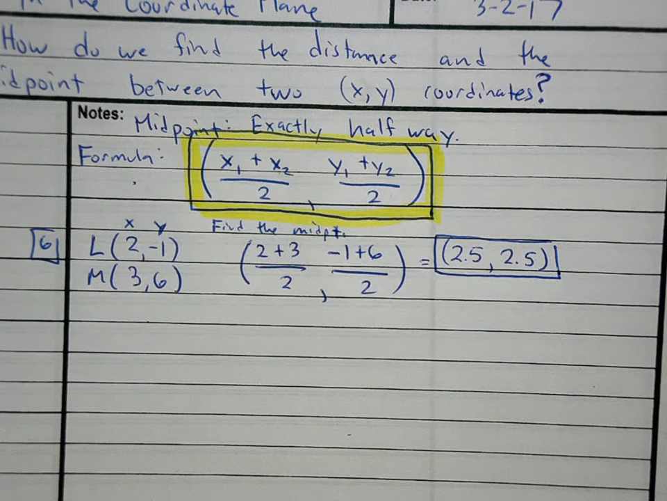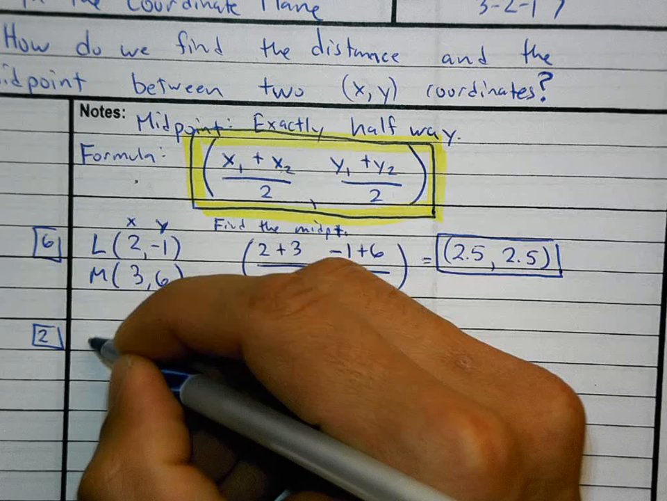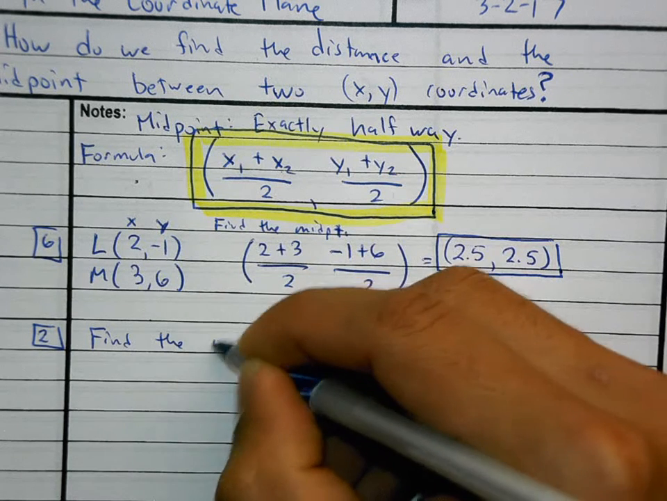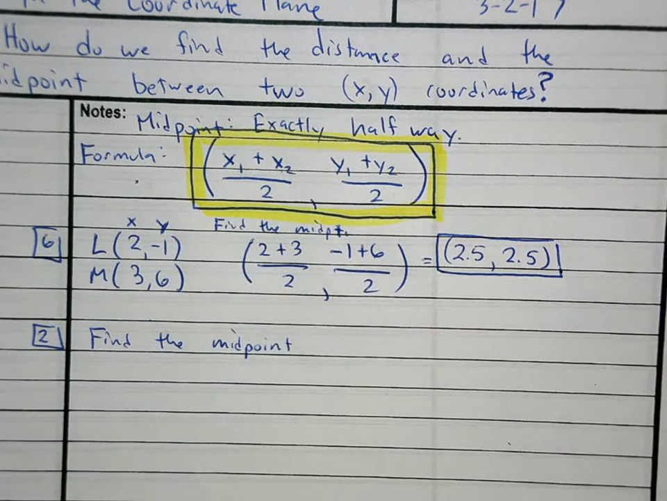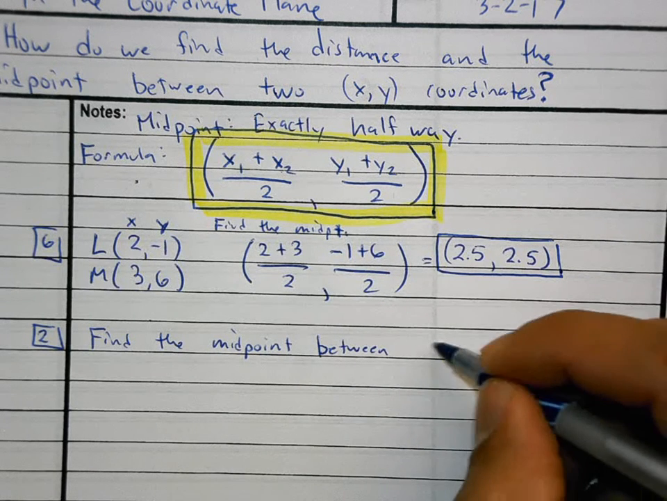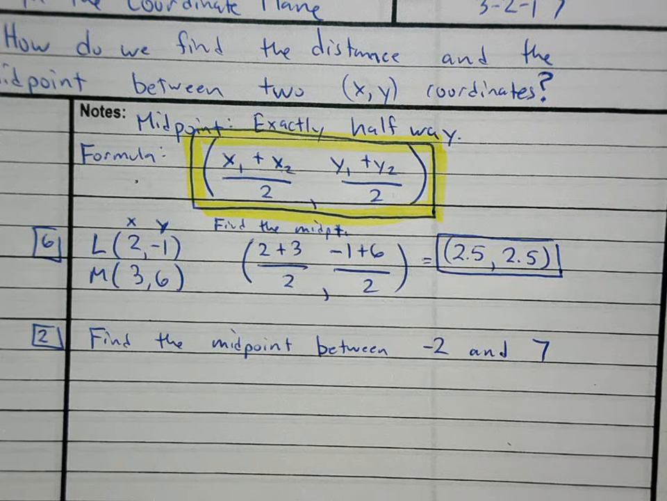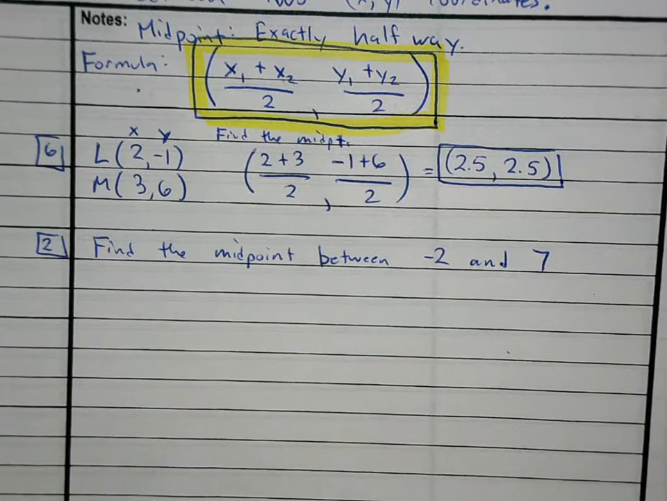Okay? Now, sometimes they're going to make it even easier on you. They're going to say, this is like number 2. Find the midpoint between -2 and 7. I did the harder one first, and then there's this one. Find the midpoint between -2 and 7.